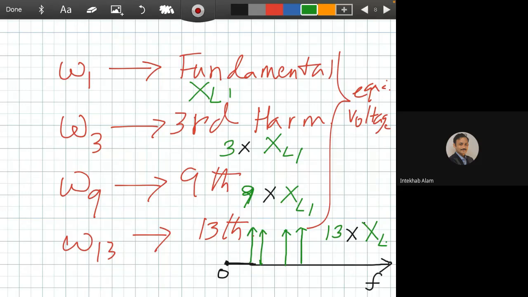So for the fundamental one, you will get I. For the third one, you will get I divided by 3. Is it understandable with you?